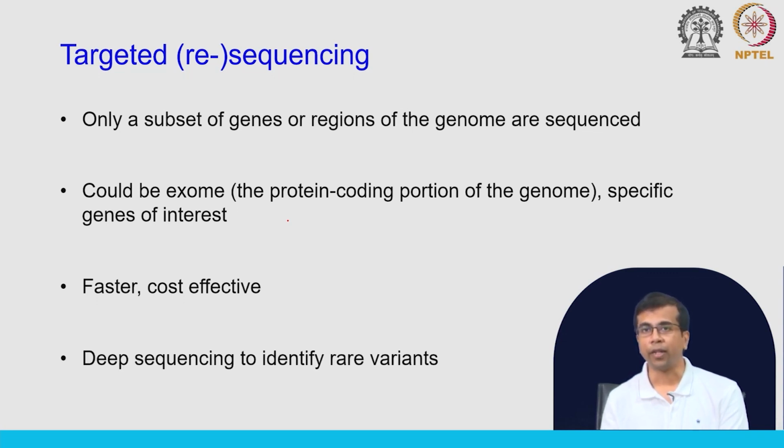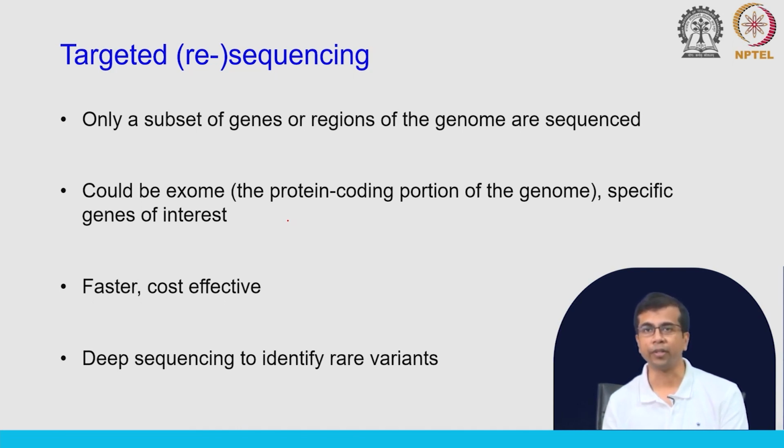And also one advantage of targeted resequencing is that you can actually do deep sequencing of that region to identify rare variants. Okay. So, what are these rare variants? So, imagine in a population, let us say in 100 individuals, only a couple of individuals, or 2 individuals, carry this variant, right. So, this will be a rare variant, right. Only a very small number of the population is carrying this variant.